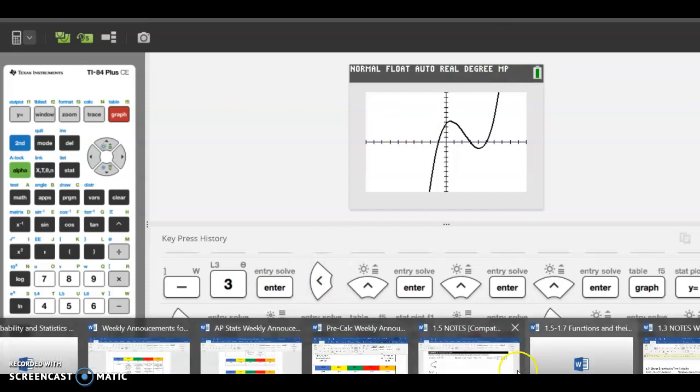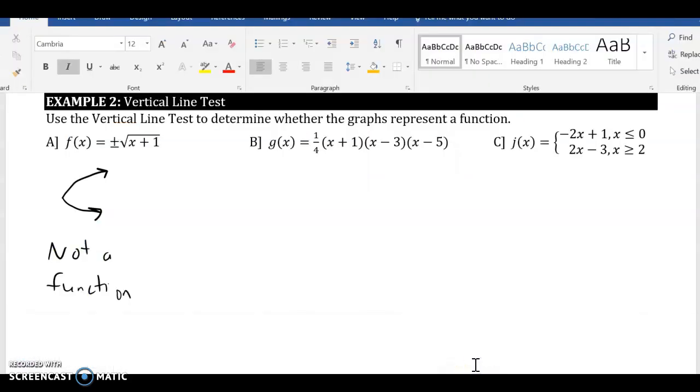So on my paper, I'm just going to draw a little bit of a rough sketch. Kind of looks like this. Again, we're just looking at this so that I can know for future reference. So this is a function.